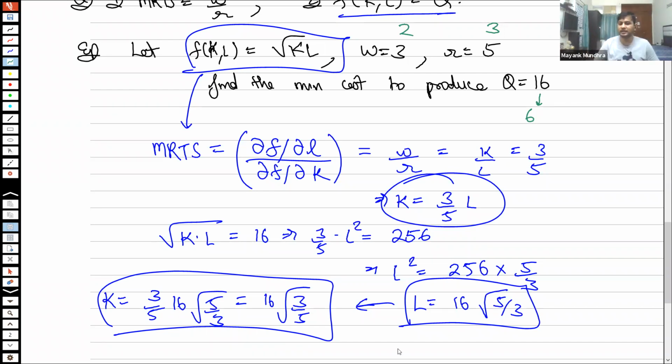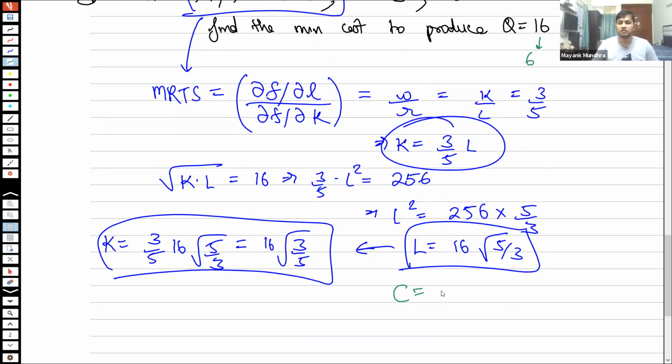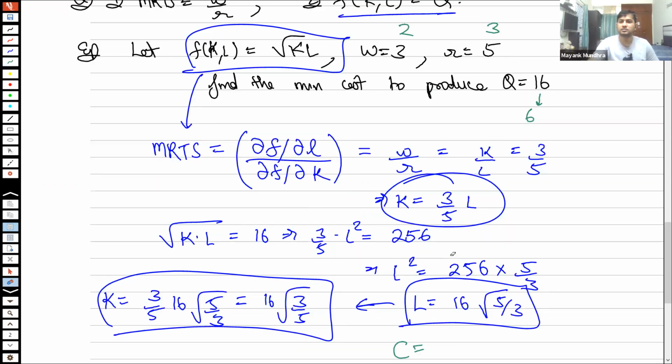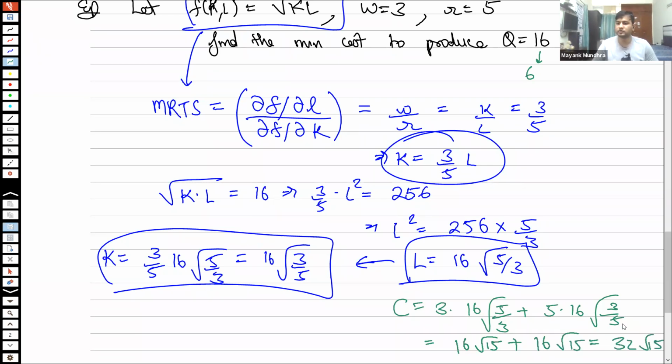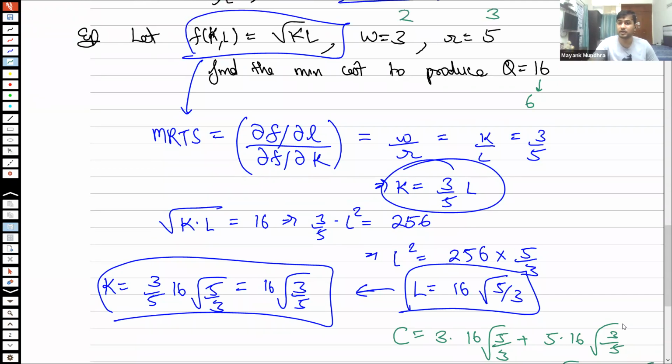Okay, final step. Final step is just WL plus RK. Now that you have L and K, the final minimum cost here is W times L, what is W? W was, in my case, 3. So cost is going to be 3 times L. L is 16 root 5 by 3 plus 5 times 16 root 3 by 5. Right? So this is 16 root 15 plus 16 root 15. So that is 32 root 15. So that is the final answer for the example that I solved.